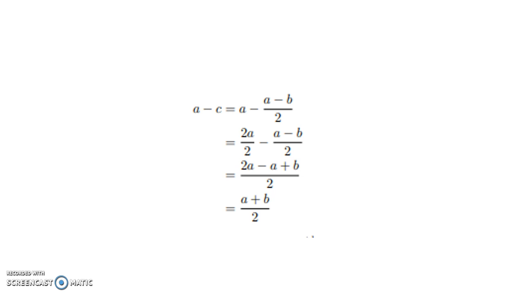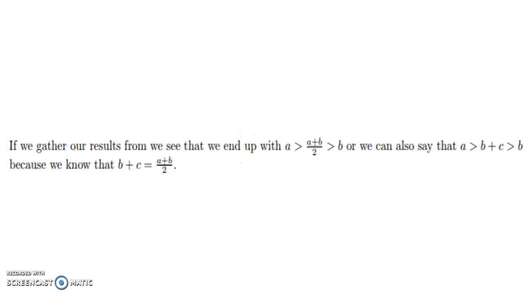Next, we will subtract C from A. Once getting our common denominator again, we end up with (A plus B) all over 2. If we gather our results, we can see that (A plus B) all over 2 is less than A and greater than B. Or we can even say that B plus C is less than A and greater than B, since we know that B plus C is equal to (A plus B) all over 2.